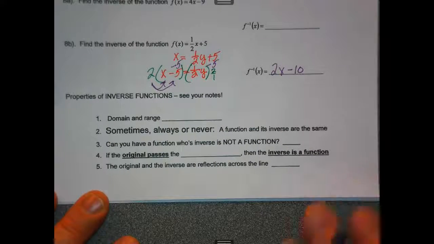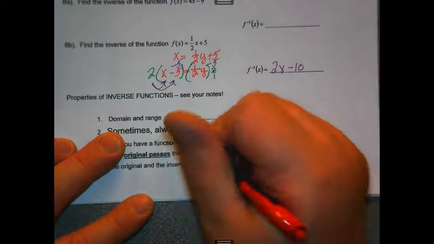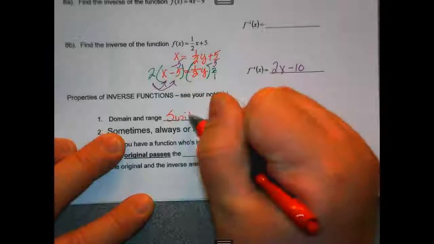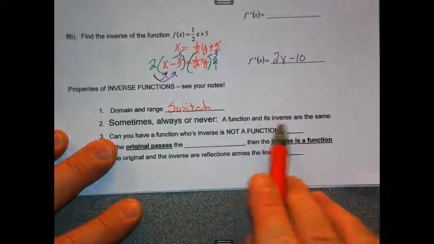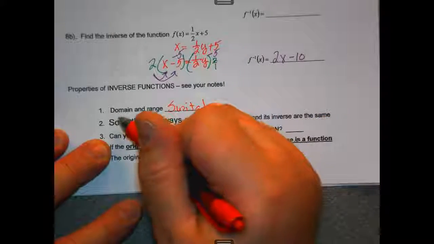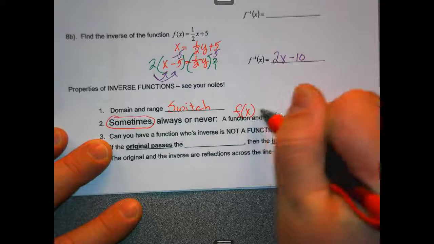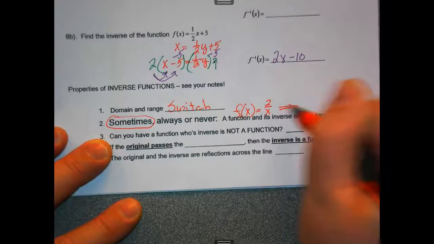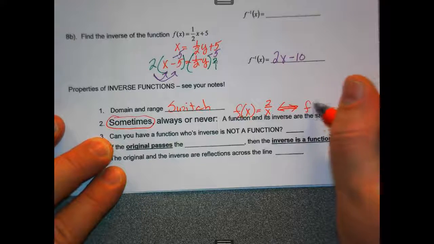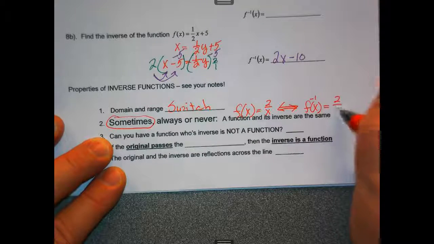And then I think we went through these properties, didn't we? Inverse functions, the domain and range. Sometimes, always, and never. A function and its inverse are the same. Yeah, remember we did that. The f of x equals 2 over x was the same as the inverse of that function equals 2 over x.